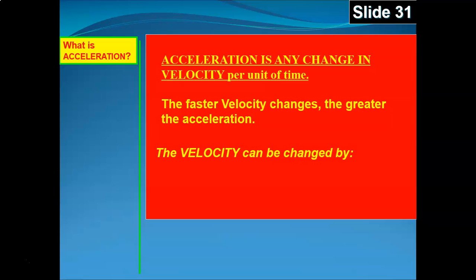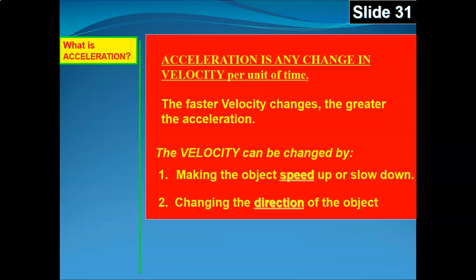So the velocity can be changed by doing one of two things. We talked about this before: either making the object speed up or slow down, changing its speed. We're considering that to be one thing. The second, which is a little less obvious, is changing the direction of the object. So even if the object continues at the same speed but turns a corner, it is accelerating.